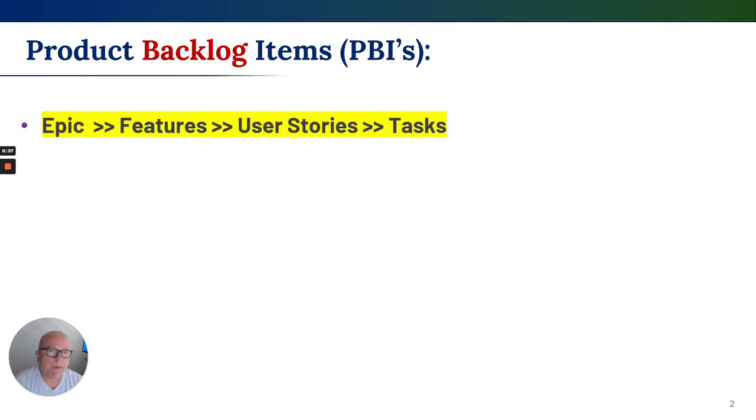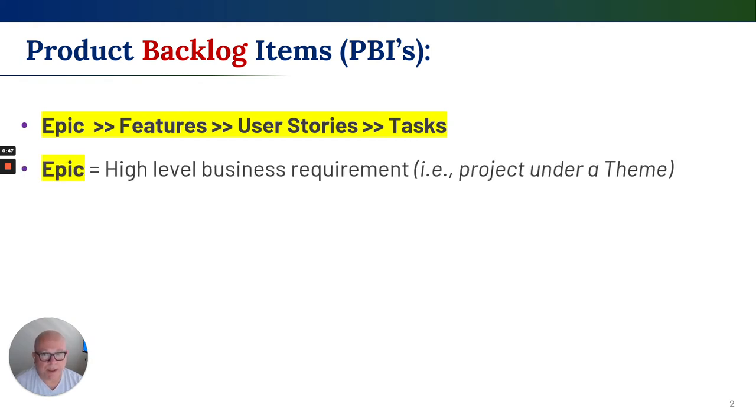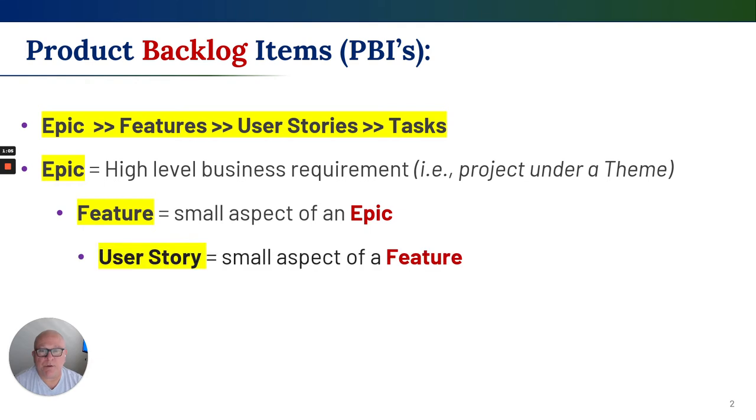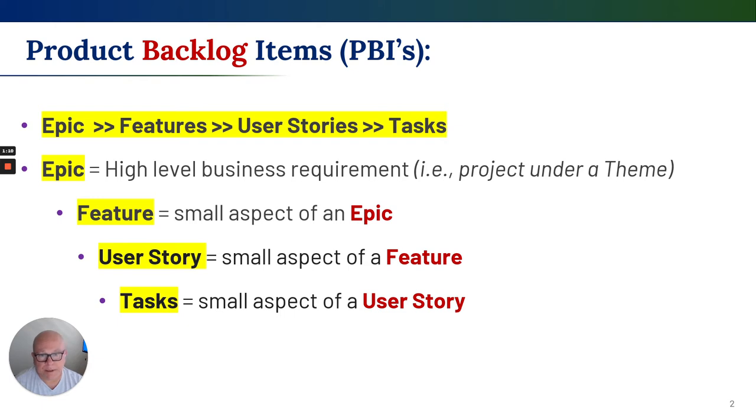The epic is the high level business requirement, and you can also think of that as a project under a theme. A feature is a small aspect of an epic. A user story is a small aspect of a feature, and a task is a small aspect of a user story, but more specifically, a task is a technical work item identified to implement the user story. So it gets down to the granular level with the task.